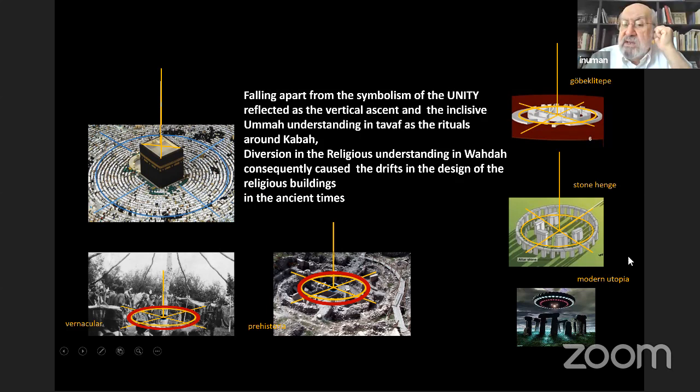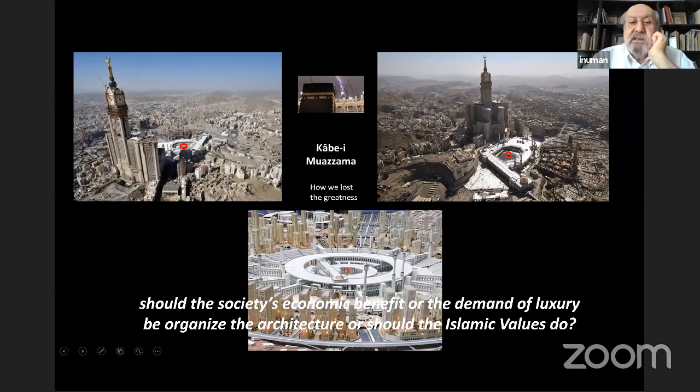So we have to ask some questions, because Kaaba was known as Kaaba Muazzam, the great, the almighty, the great Kaaba. So how did we lose the greatness? Should the society's economic benefit or the demand of luxury organize the architecture? Or should the Islamic values organize the architecture? So we see that we lost the Kaaba because of the economic and luxury demand. And it will increase more in the future planning.